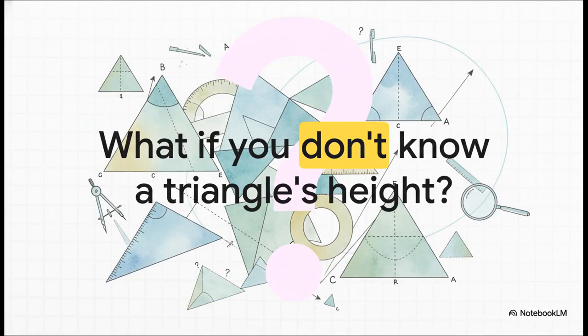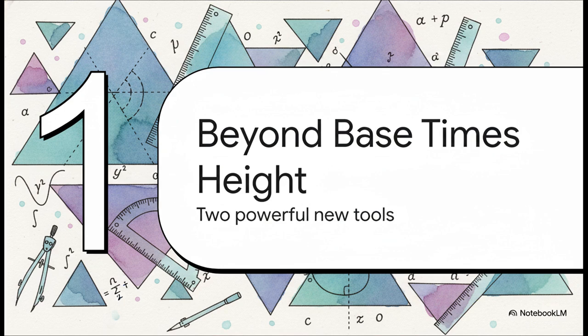We all remember this one from school, right? Area equals 1/2 base times height. Super simple, works like a charm, if you actually have the height. But what if you don't? What if all you've got are the side lengths, or maybe a couple of sides and an angle? What do you do then? Well, that's exactly what we're here to talk about.